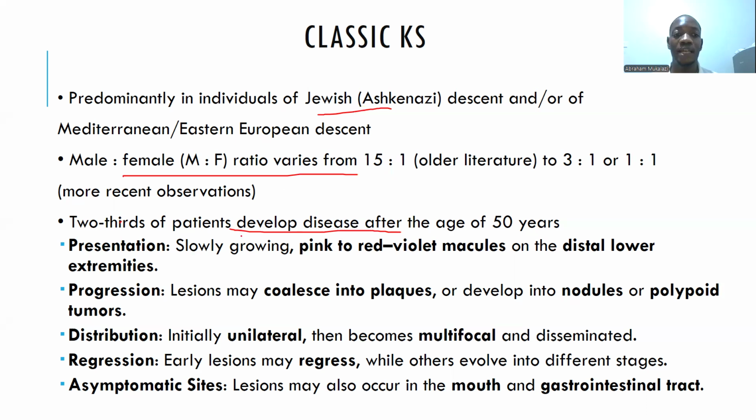In the presentation, these patients usually get slowly growing pink, reddish, violet macules on the distal lower extremities, and they can progress to very thick plaques or even papulonodules, as well as polypoid tumors that can bleed easily on contact. Remember, this is a vascular tumor, and initially the distribution can be unilateral, but with progression, it can become multifocal and also disseminated. Oftentimes, lesions can regress on their own or evolve into different stages, from the patch to the plaque stage to the tumor stage or nodular KS. Lesions can be asymptomatic, but they can also occur in other sites like the mouth and the GI tract. So you have to be very careful every time you are examining a patient with Kaposi sarcoma.